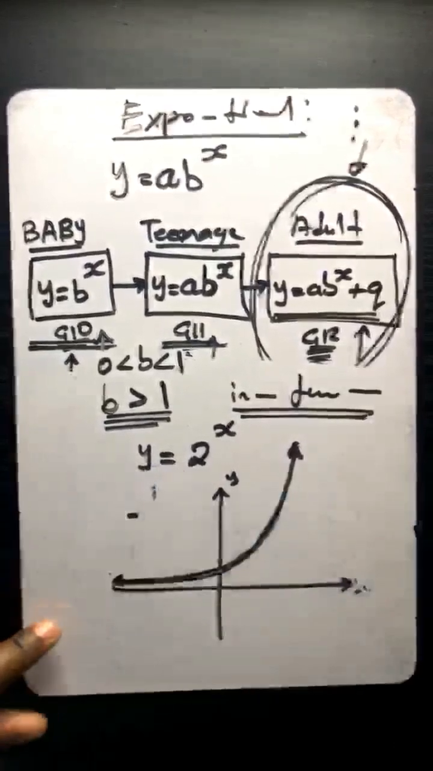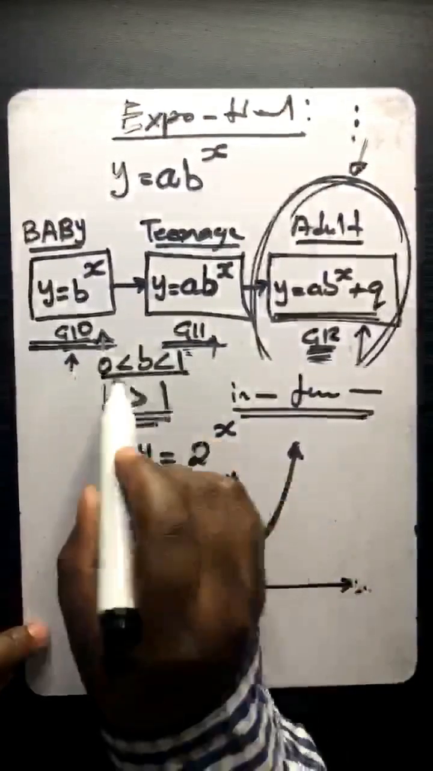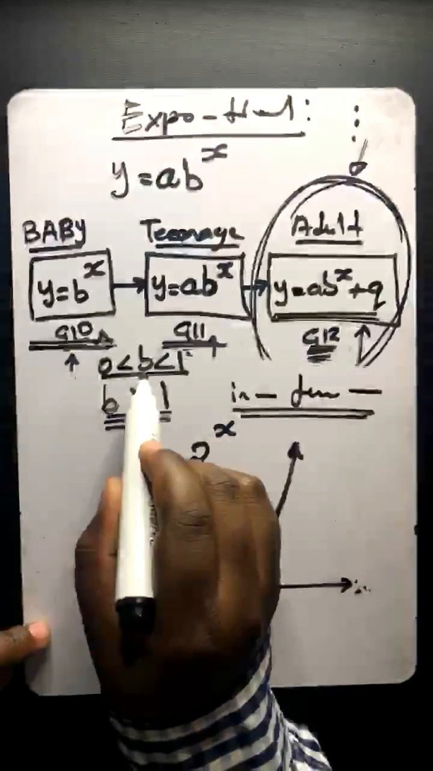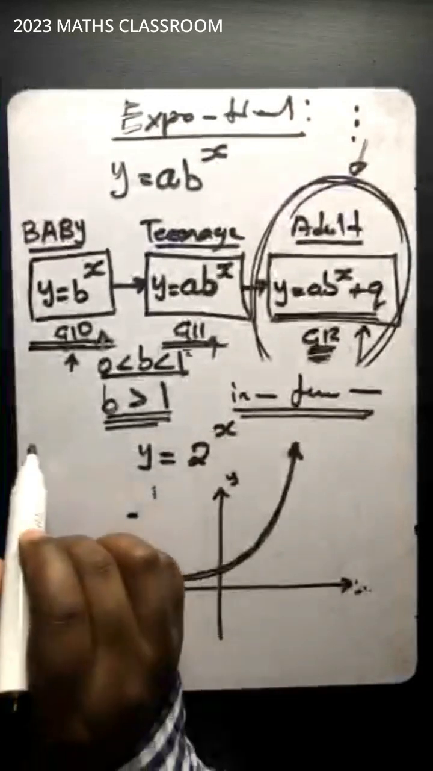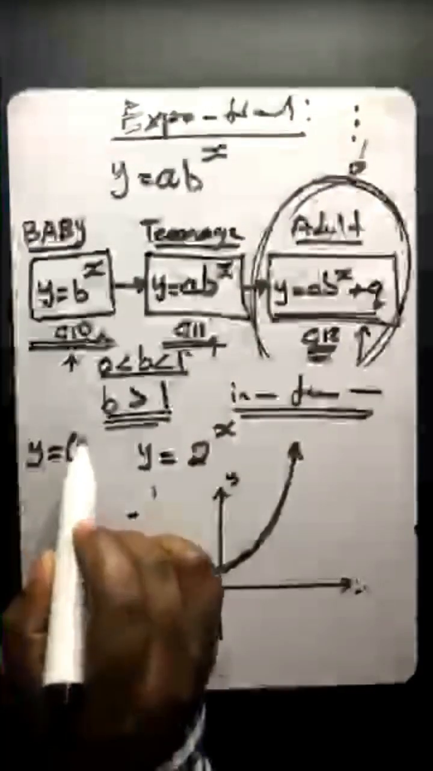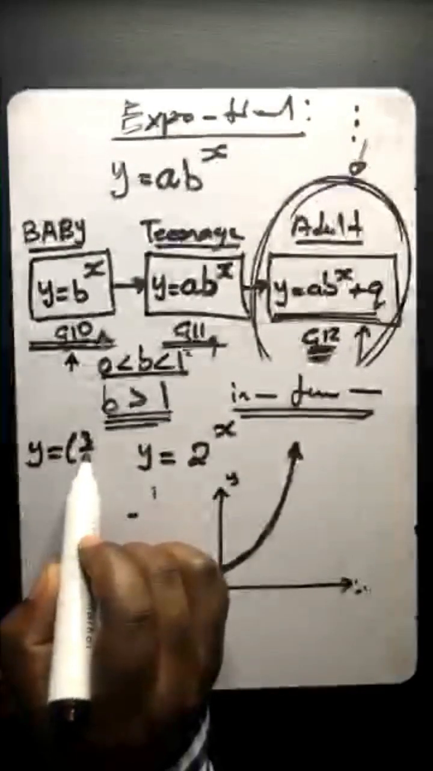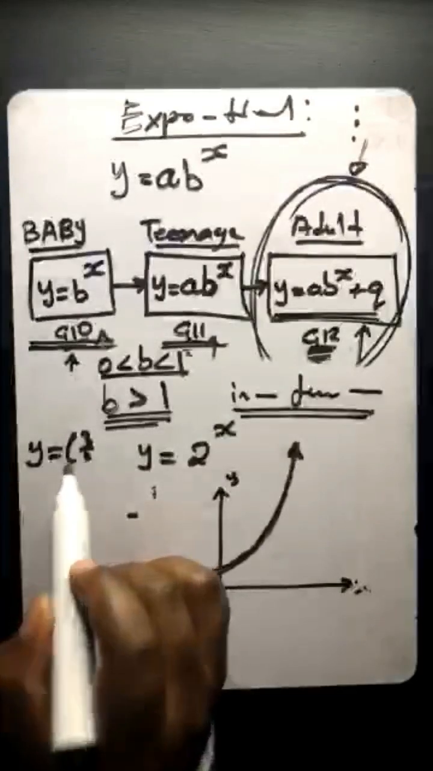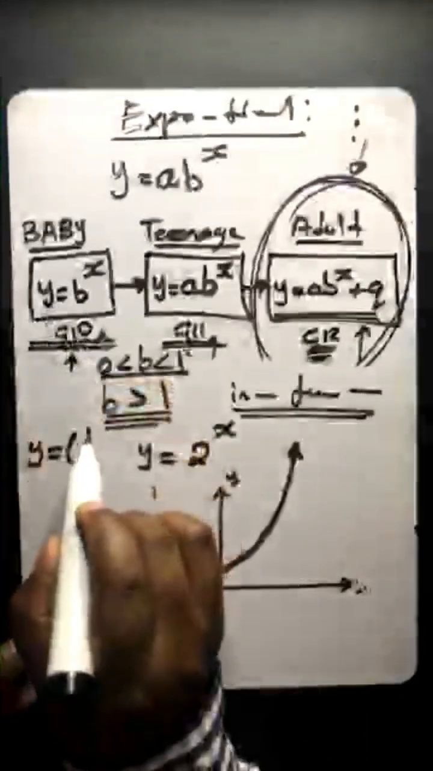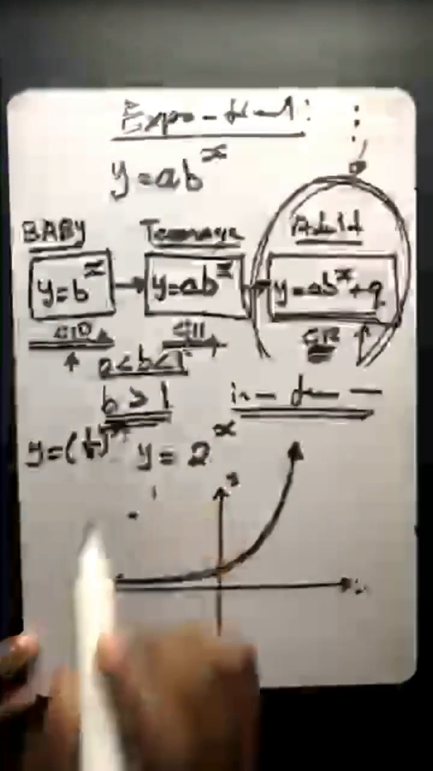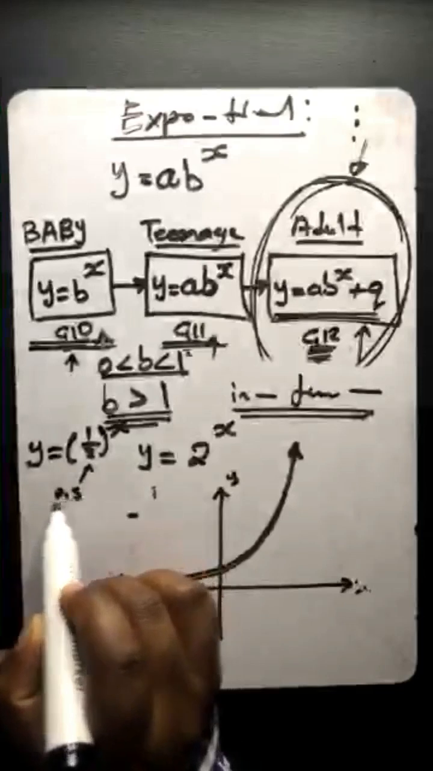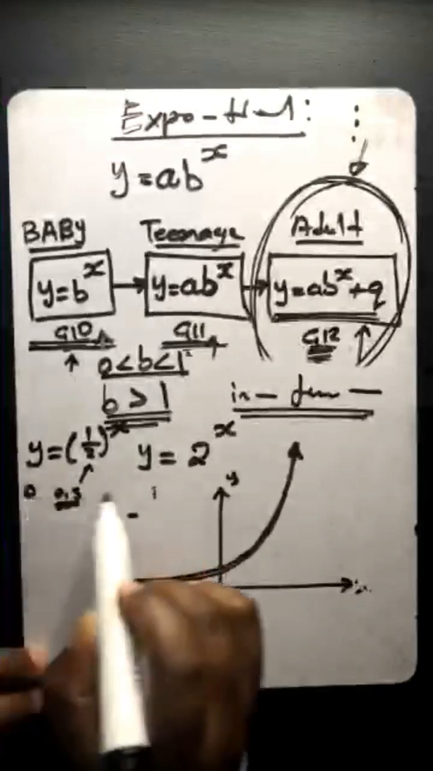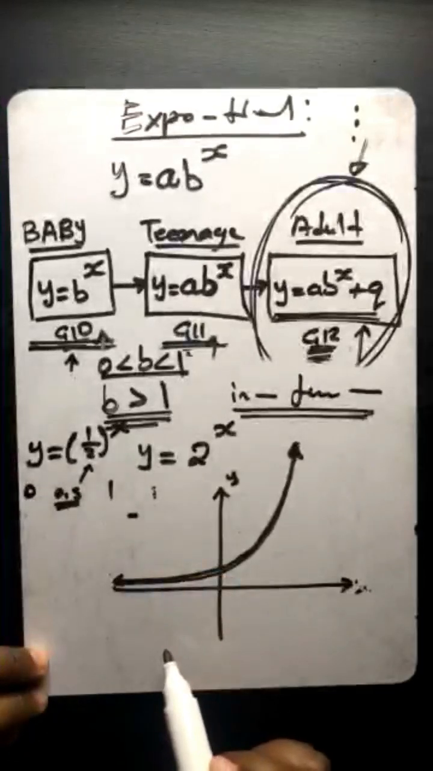So now, this one, it means if b is between 0 and 1. An example, y is equals to, let's say, for example, 1 over 2 to the exponent x. This in decimal is 0,5, which is between 0 and 1. That's what they mean when they say a value being between 0 and 1.